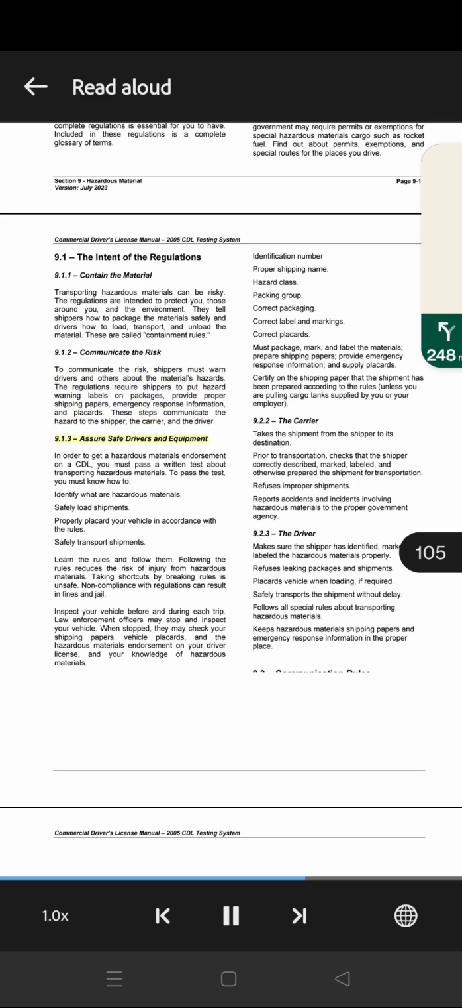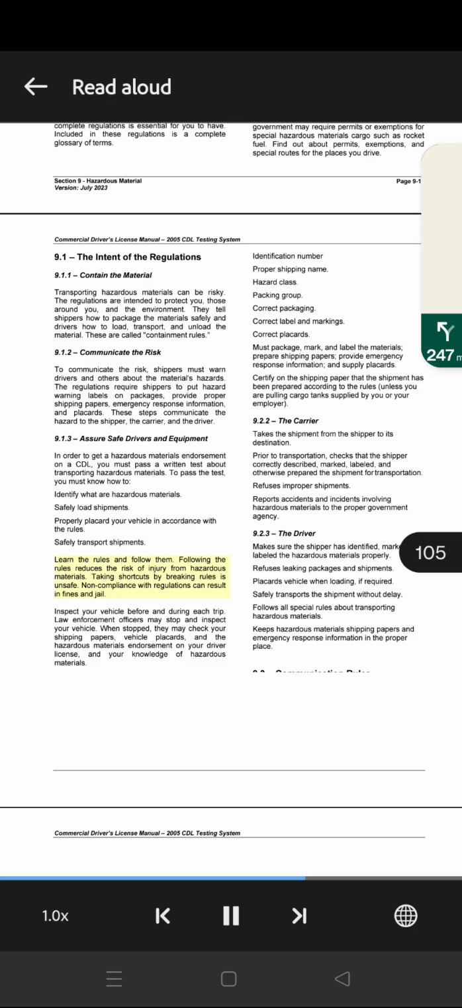9.1.3 Assure safe drivers and equipment. In order to get a hazardous materials endorsement on a CDL, you must pass a written test about transporting hazardous materials. To pass the test, you must know how to identify what are hazardous materials, safely load shipments, properly placard your vehicle in accordance with the rules, and safely transport shipments. Learn the rules and follow them.